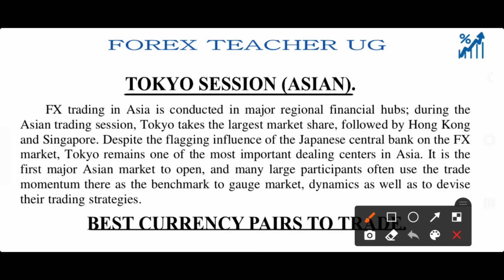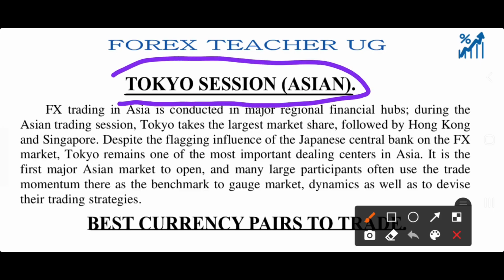Let's talk about the Tokyo session, and this is the Asian session, of course. Forex trading in Asia is conducted in major regional financial hubs. During the Asian trading session, Tokyo takes the largest market share, followed by Hong Kong and Singapore. Despite the waning influence of the Japanese central bank on the forex market, Tokyo remains one of the most important dealing centers in Asia. It is the first major Asian market to open, and many large participants often use the trade momentum there as the benchmark gauge of market dynamics.